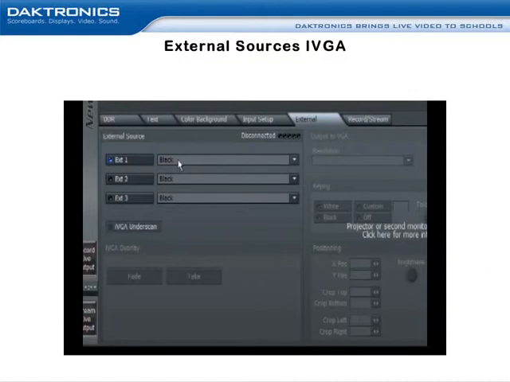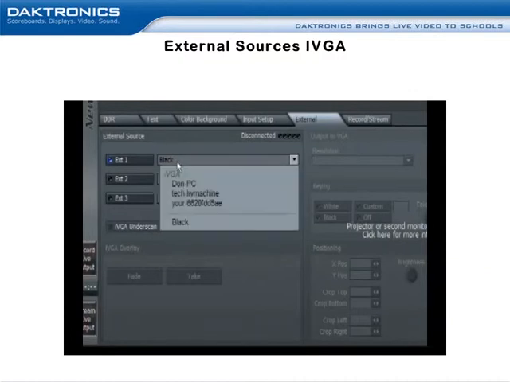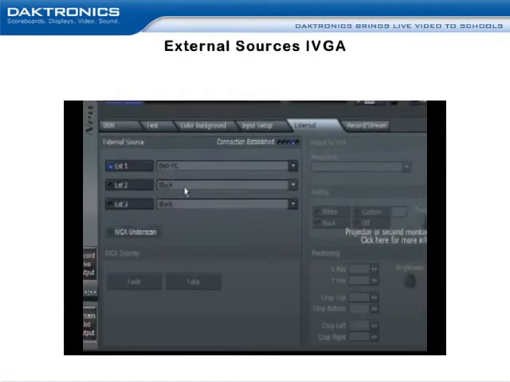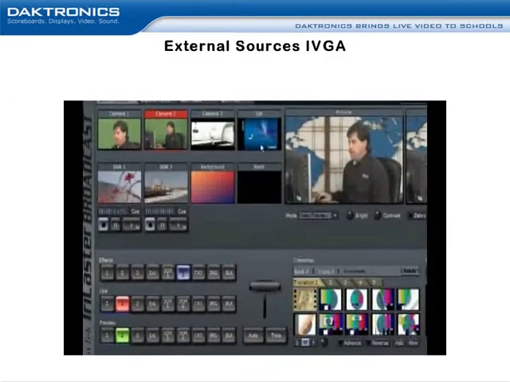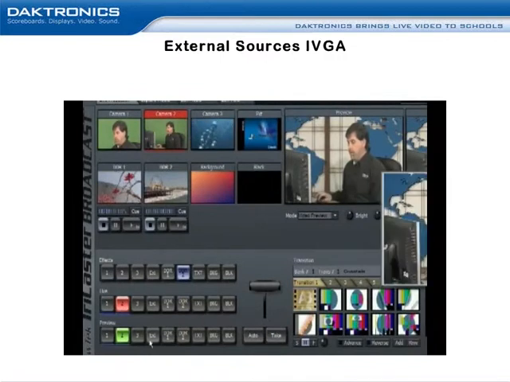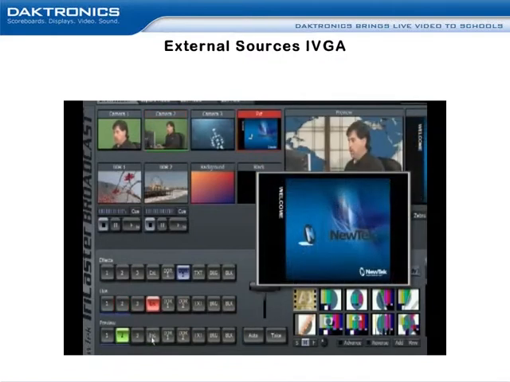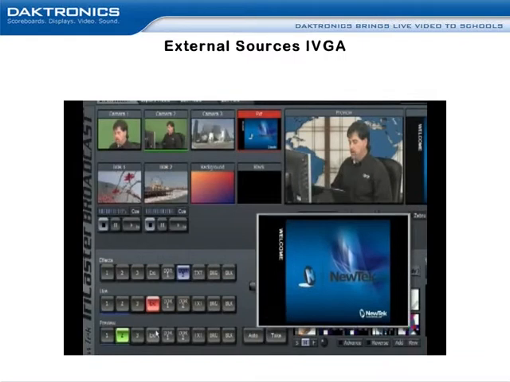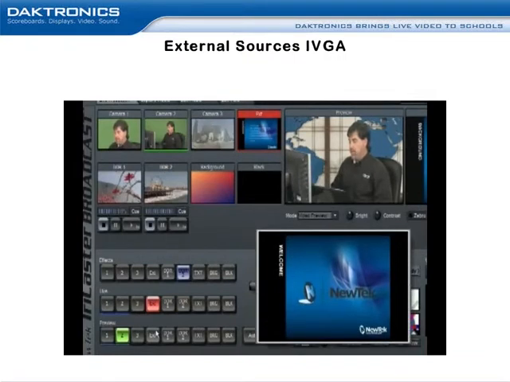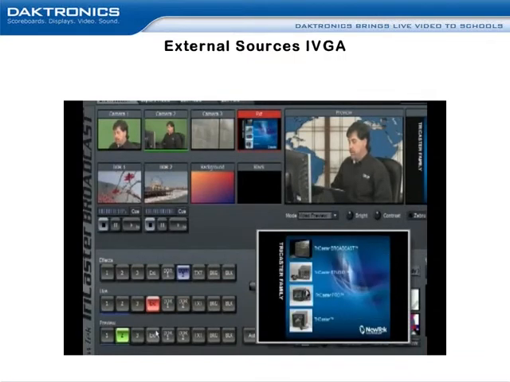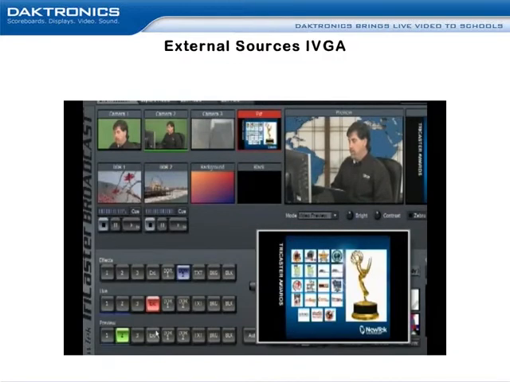Let's go ahead and connect to my external laptop. We're going to pop the list open and I can see all of the computers that are running IVGA. I'm going to go ahead and select my laptop. My laptop instantly shows up in my external preview monitor and is now available. If I bring up external on preview and execute a switch, we're now seeing the PowerPoint being displayed from my laptop. I can now run the laptop and it is brought into my video presentation like any other input.